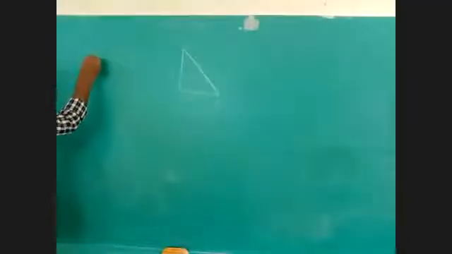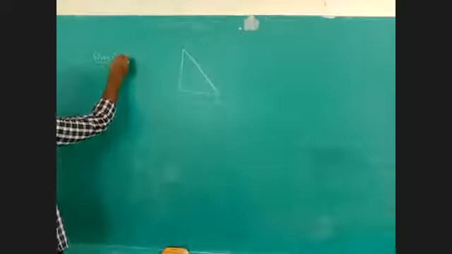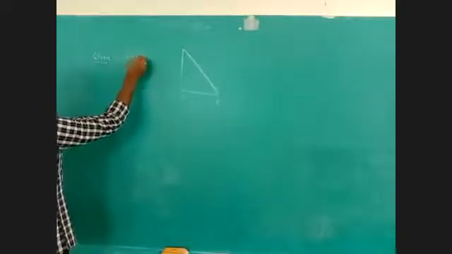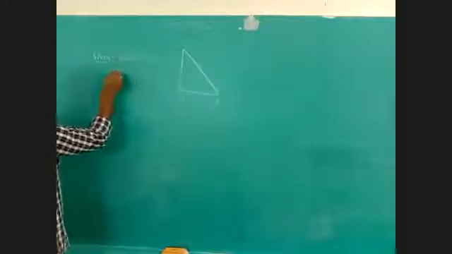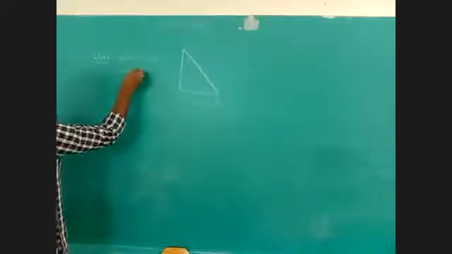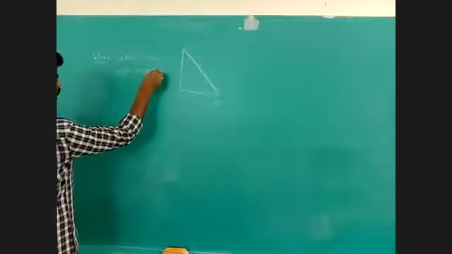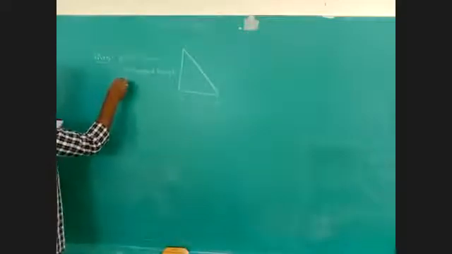So here, given condition: triangle ABC is a right angle triangle, right angle triangle at point B. This is given. Again, triangle ABC is the right angle triangle at the point B. Then prove that, RTP, required to prove.